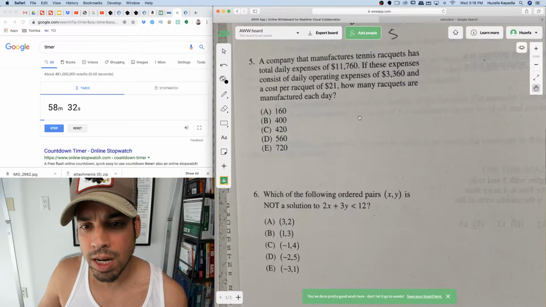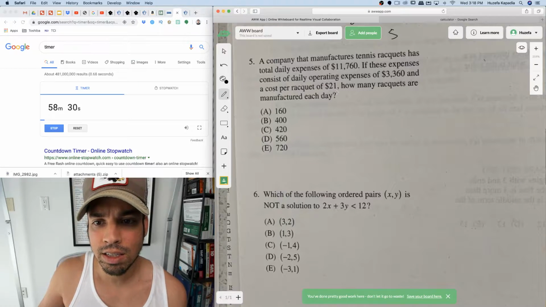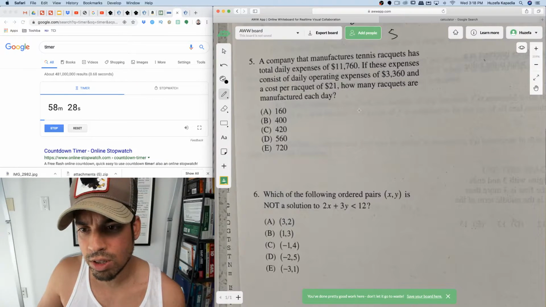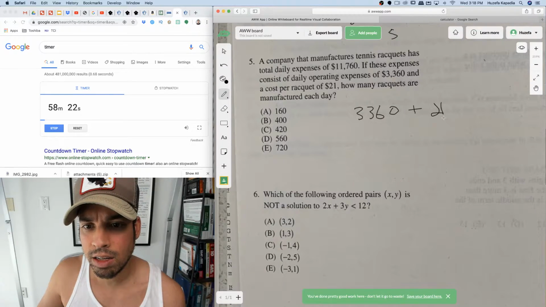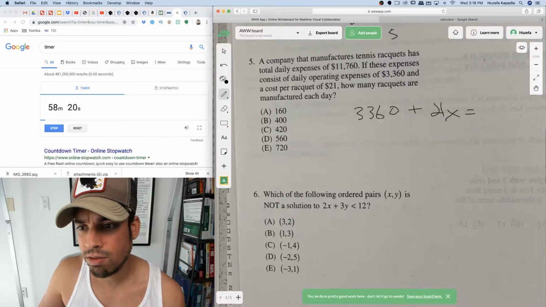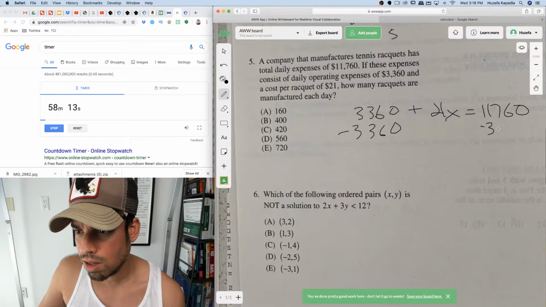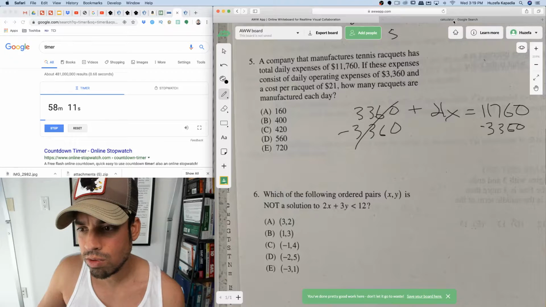A company that manufactures tennis rackets has daily expenses of this. If these expenses consist of daily operating expenses of a fixed amount and a cost per racket of 21, how many rackets are manufactured? So this daily cost plus 21 per racket equals 1160, and we can now solve for x. See how I set that nice equation up as I was reading it.